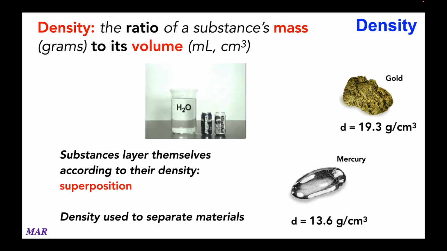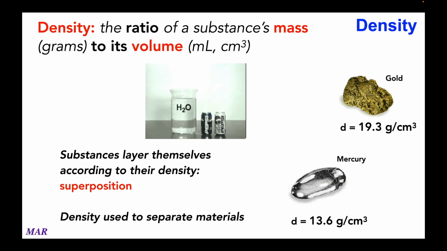The density of a substance is important. You can actually separate substances by their differences in density. So density is a relationship between the mass of an object and the volume it occupies. The mass is usually in grams, and the volume will be milliliters or centimeters cubed.